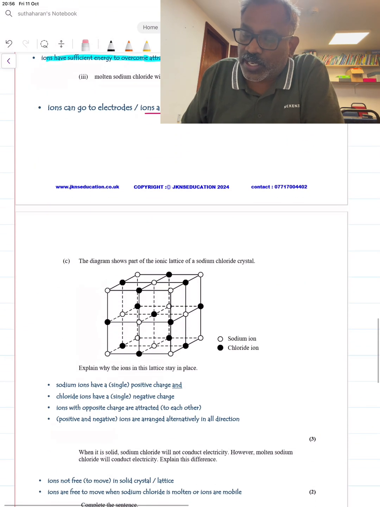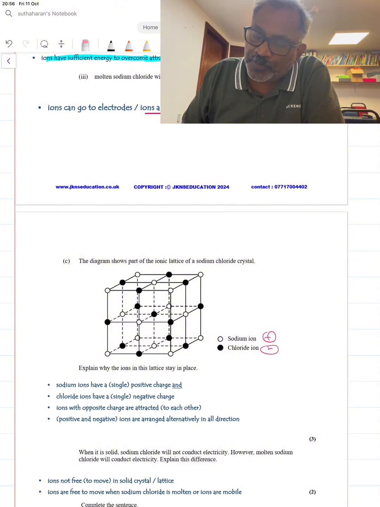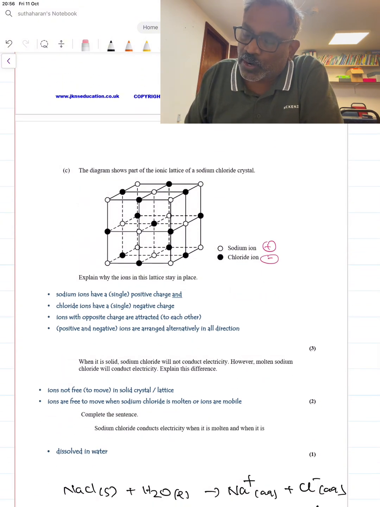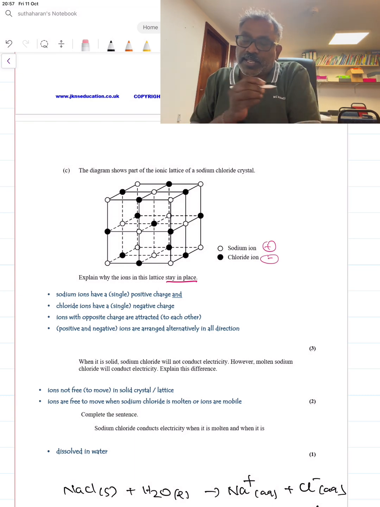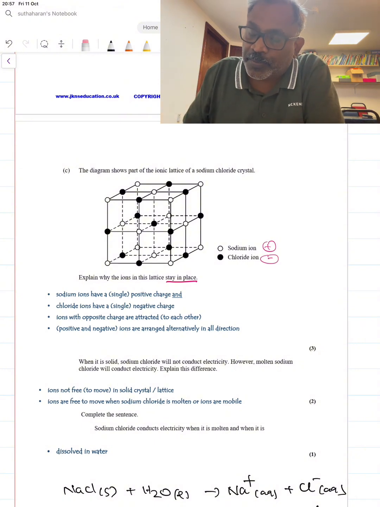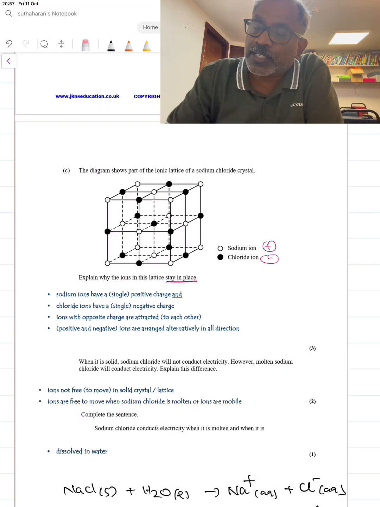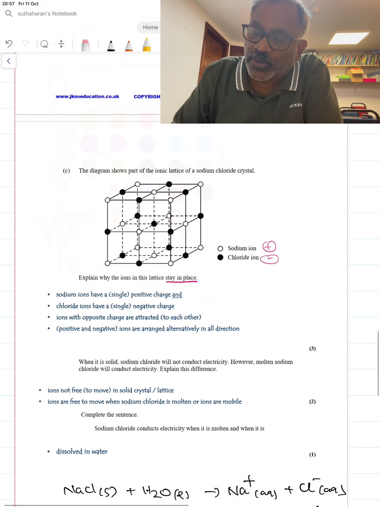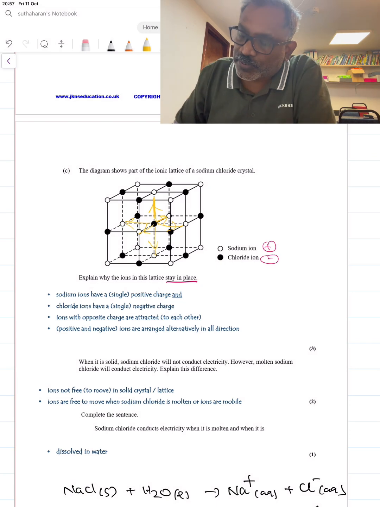The next one, they give you the 3D structure again. Sodium is a positive ion, whereas chloride is a negative ion. The question is, before you talk about solid sodium chloride not conducting, explain why the ions in this lattice stay in place. You need to give all the points. Negative and positive ions are arranged in an alternate way in a layer, and again you have to explain very clearly that the forces are in all directions. So if the negative chloride ion is here, there's a force there, there's a force in all directions. That's the point you have to give to get your 3 marks.